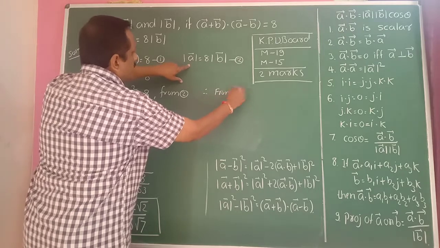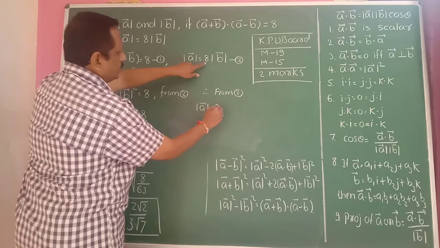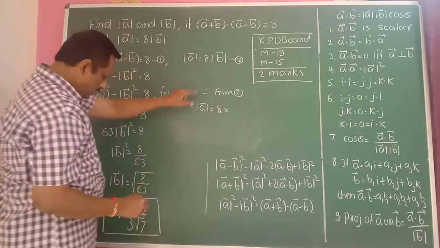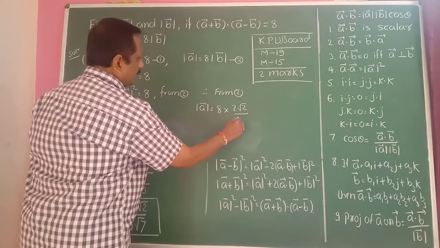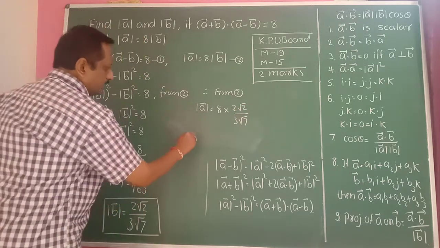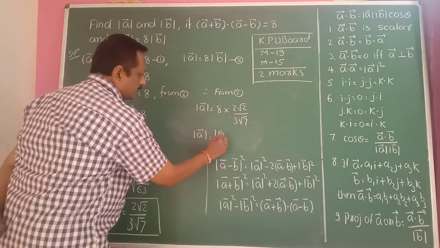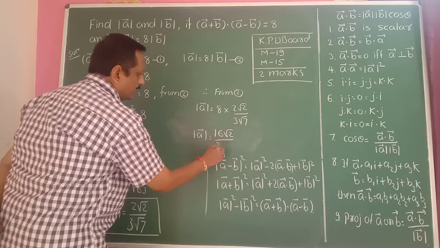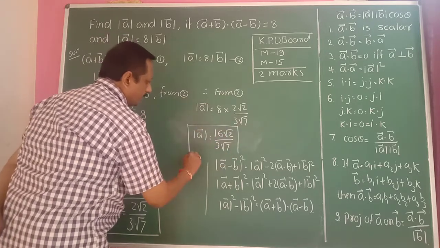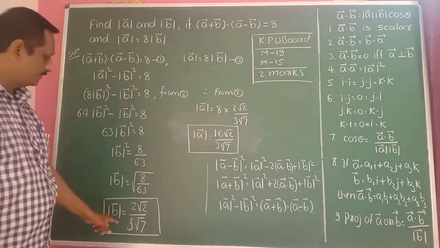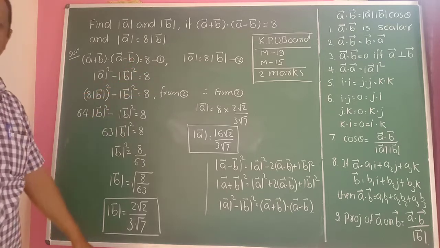From the result to here, modulus of A bar is equal to 8 into modulus of B bar, which is 2 root 2 divided by 3 root 7. Hence the modulus of A bar, 8 2s are 16, is 16 root 2 divided by 3 root 7. So this is the value of modulus of A bar. Modulus of B bar and modulus of A bar. This is also an important example here.